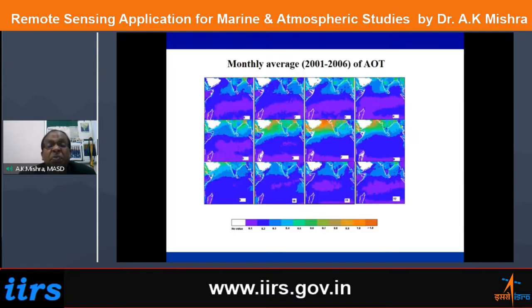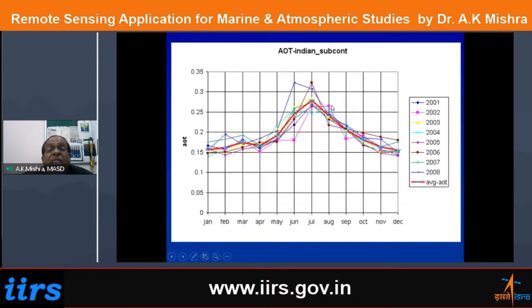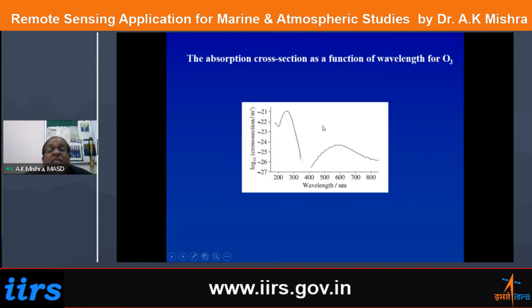air quality. And this is the aerosol optical thickness observed from the MODIS data over land and ocean for January to December from 2001 to 2006. And in July, means monsoon months, it is found to be high. So this shows the aerosol optical depth is found to be high in June, July, and August season.